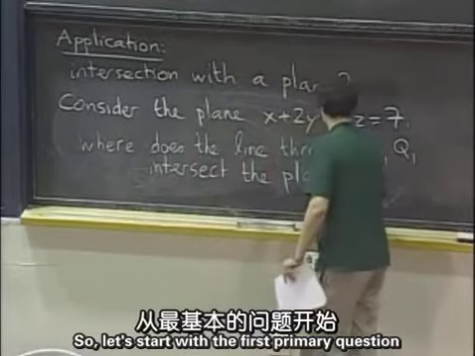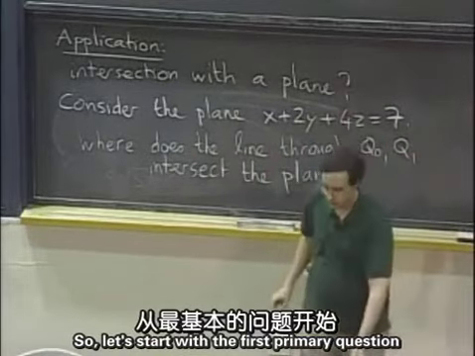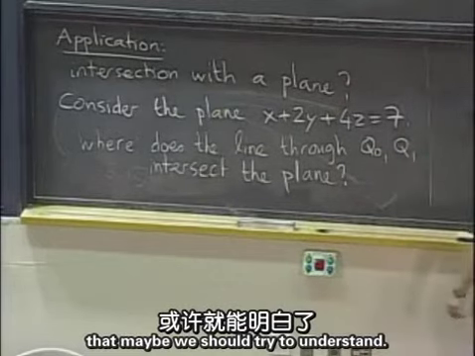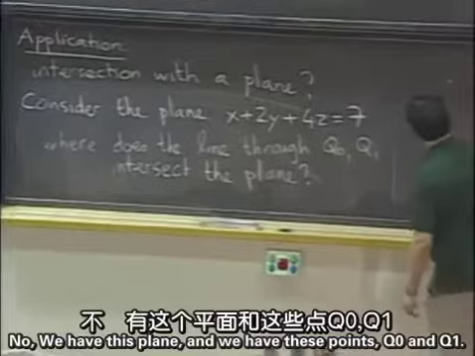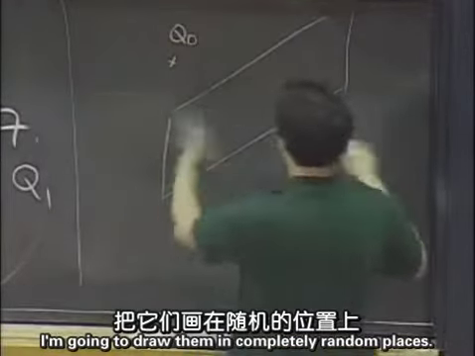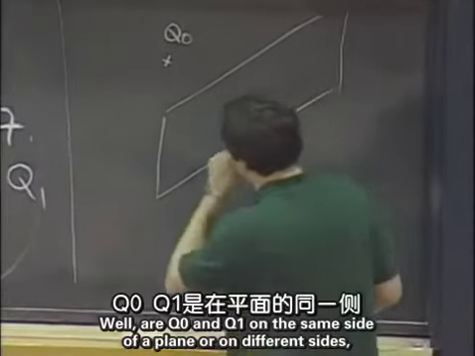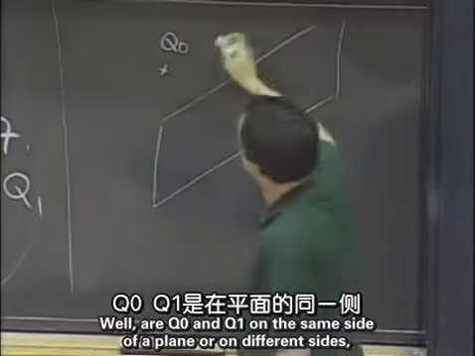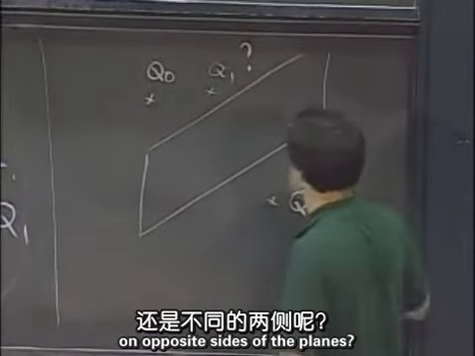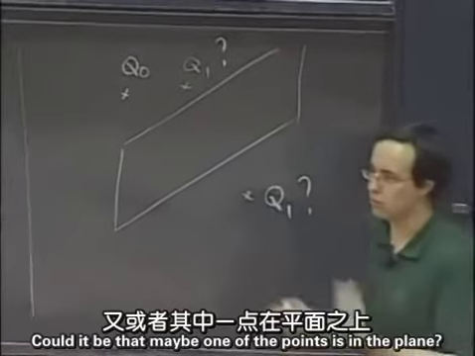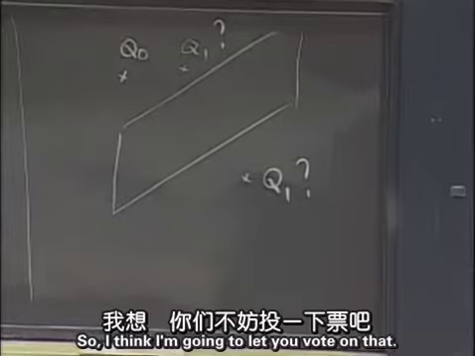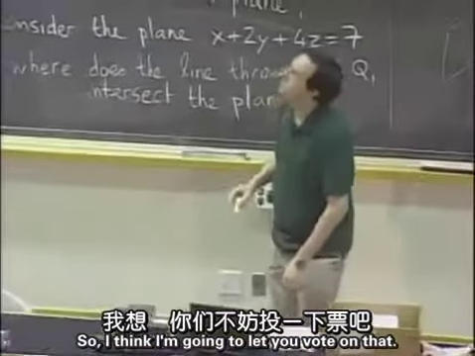So let's start with a first preliminary question that maybe we should try to understand. We have this plane, and we have these points q0 and q1. I'm going to draw them in completely random places. Are q0 and q1 on the same side of the plane, or on opposite sides of the plane? Or could it be that one of the points is in the plane? So I think I'm going to let you vote on that.